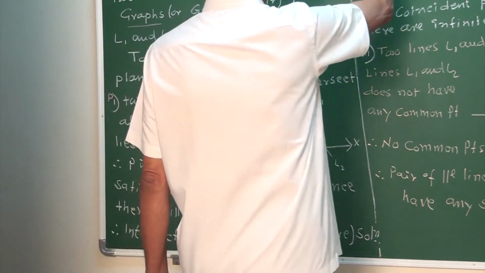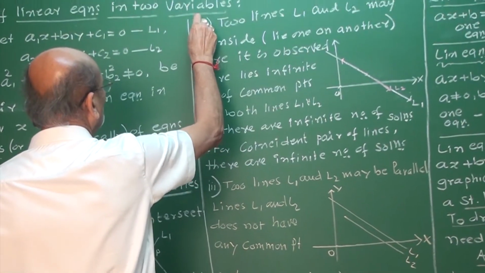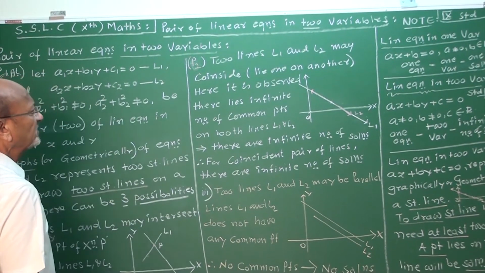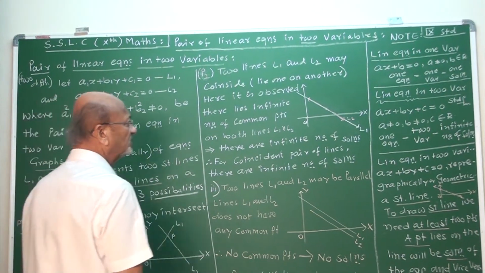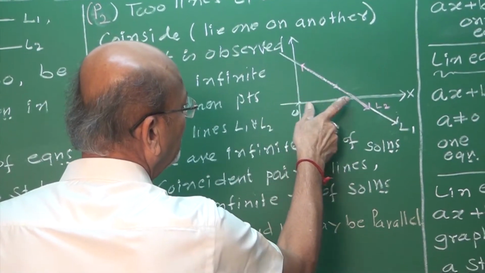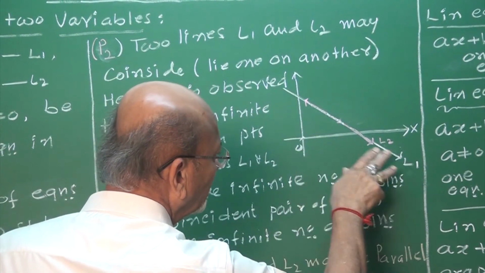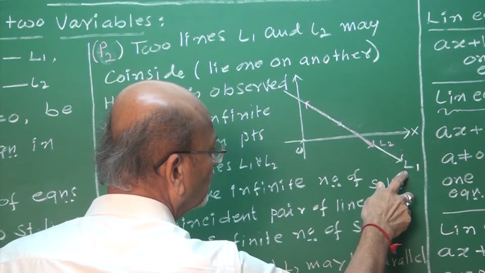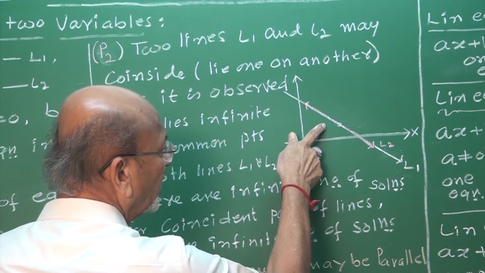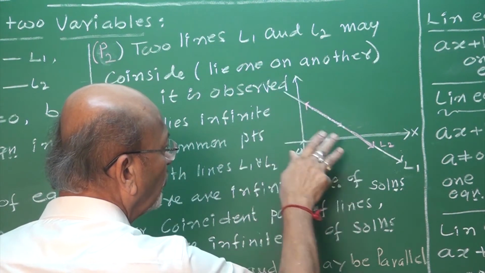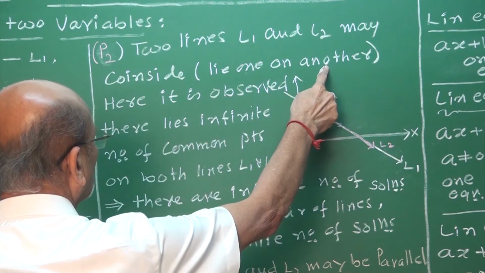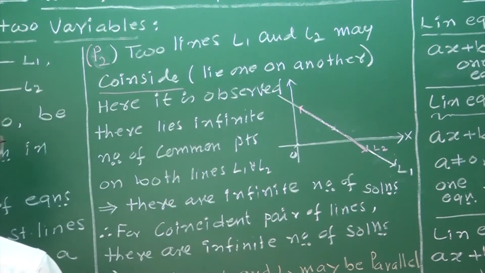Next, my friends, this is P2. P2 means possibility 2. Two lines L1, L2 may coincide. This is line L1. Again, the case may be that line L2 lies on the line L1 itself, or L1 lies on the line L2. In this case, we say the two lines L1 and L2 coincide, overlapping, lying one on the other. Lying one on another means coincide.